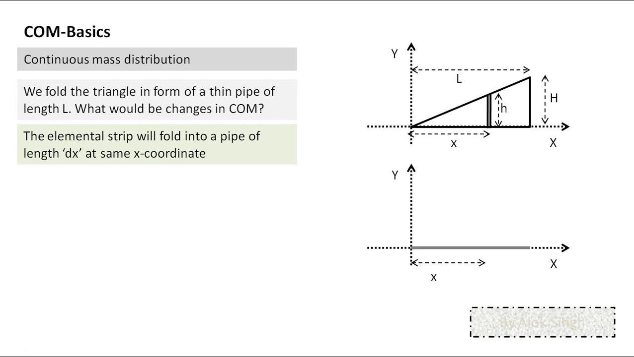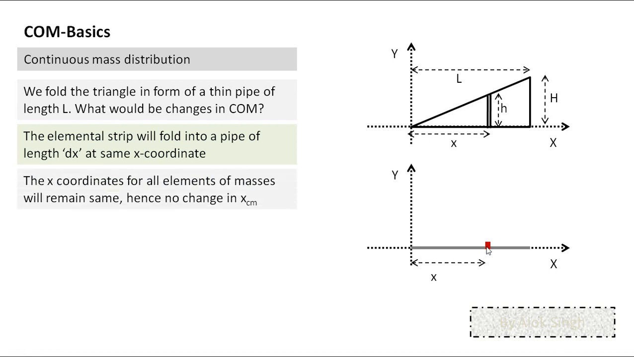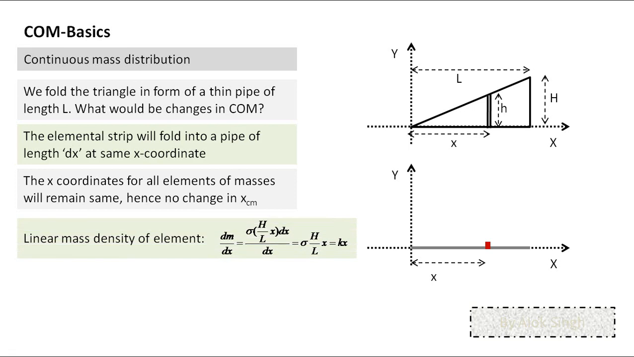So what will be the center of mass of this pipe? The x coordinate of the center of mass will continue to remain the same. It will be equal to 2L by 3. So this entire mass dm has come here. The x coordinate of all elements of mass will remain the same, hence no change in xcm.